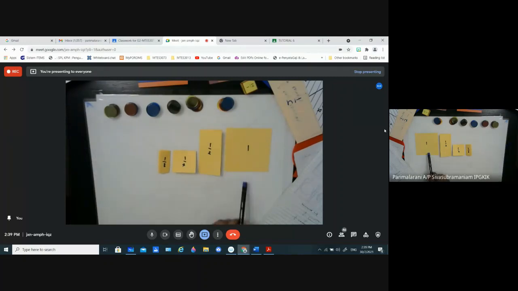So the children can see that this is one whole, and then 1/2, 1/4. As the denominator gets larger, the size of the fraction gets smaller. Not only do they understand the relationship between these fractions and 1, they also can see the relationship among the fractions. All fractions that have 1 on top are known as unit fractions. So here they can also see the relationship between the whole and other unit fractions. And they can see that as the denominator gets larger, the fraction gets smaller.